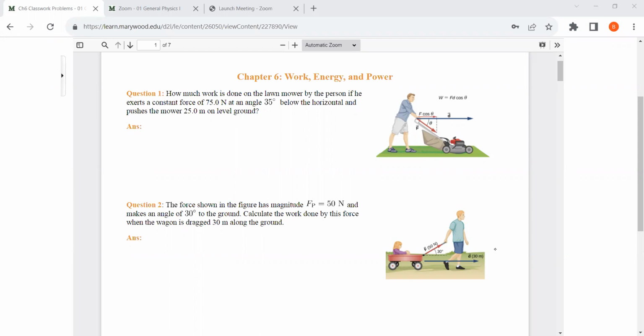It gives us the force, the displacement, and the angle between the force and displacement. Solving the work done for this problem is very simple because all the information we need is given. It is straightforward, just plugging the numbers into this equation.